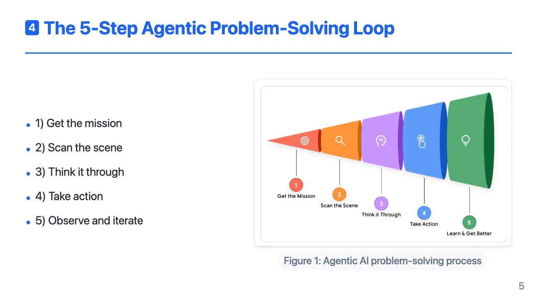Under the hood, most agents follow the same basic loop. First, they get the mission, a high-level goal from a user or a trigger. Second, they scan the scene, pulling in relevant context from memory, tools, and the current request. Third, they think it through, using the model to plan a sequence of steps. Fourth, they take action by calling tools, APIs, or code. Finally, they observe and iterate, folding the results back into context and deciding what to do next. This think, act, observe cycle repeats until the mission is complete.